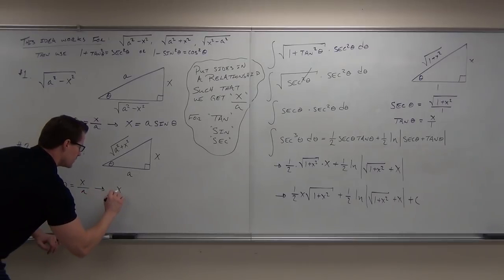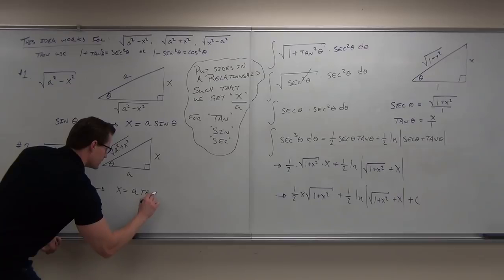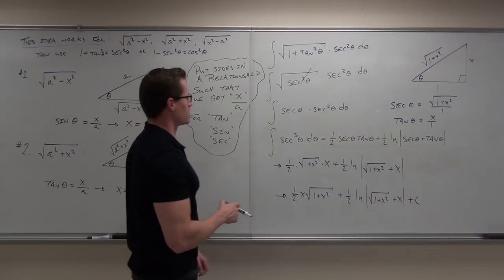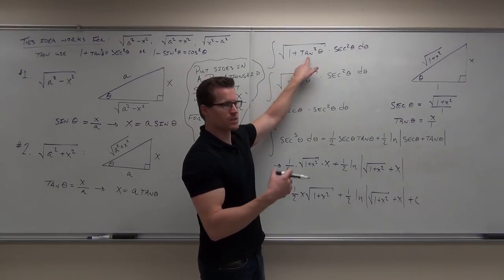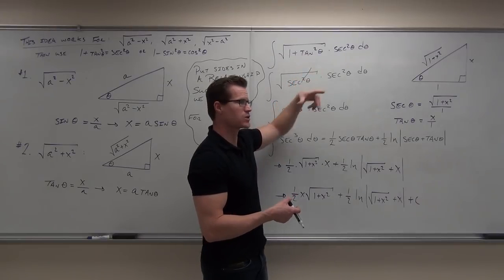Solve for x. X equals a times tangent theta. If you look back at the example I left on the board, when we did our substitution, that was it. X was 1 times tangent theta. That's what we had here. Then we squared that.